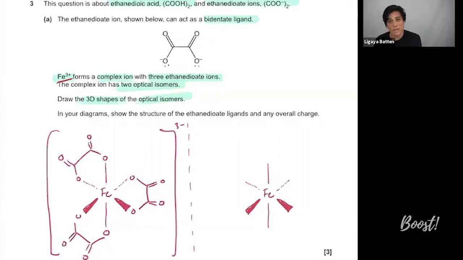Okay, so mirror image now for the other one. So we're going to go O, O, connect them with that structure, double bond O, and then O, connect them again.